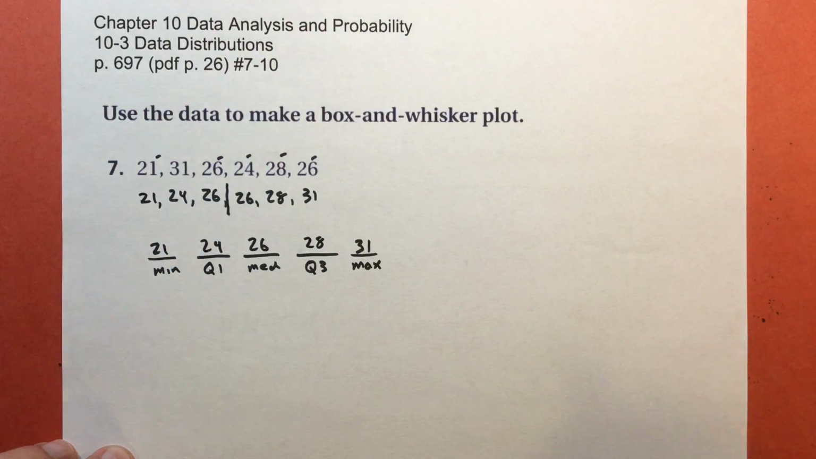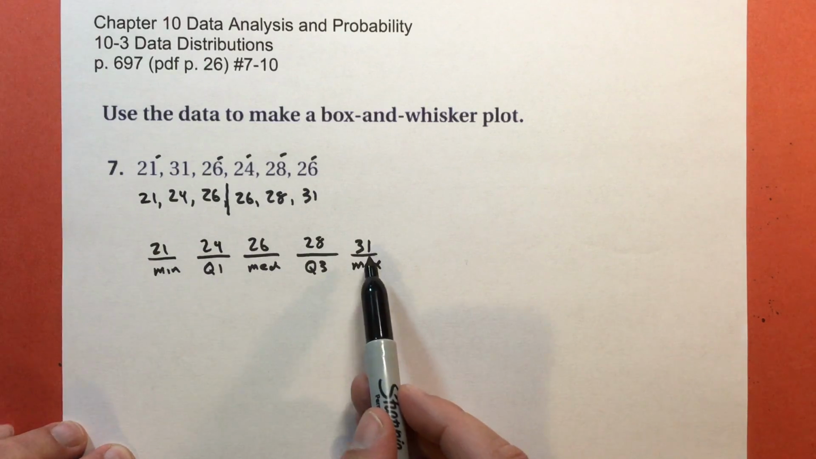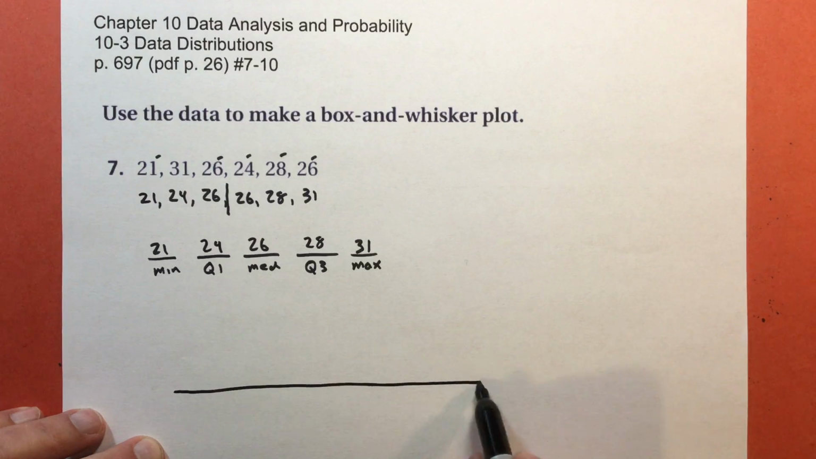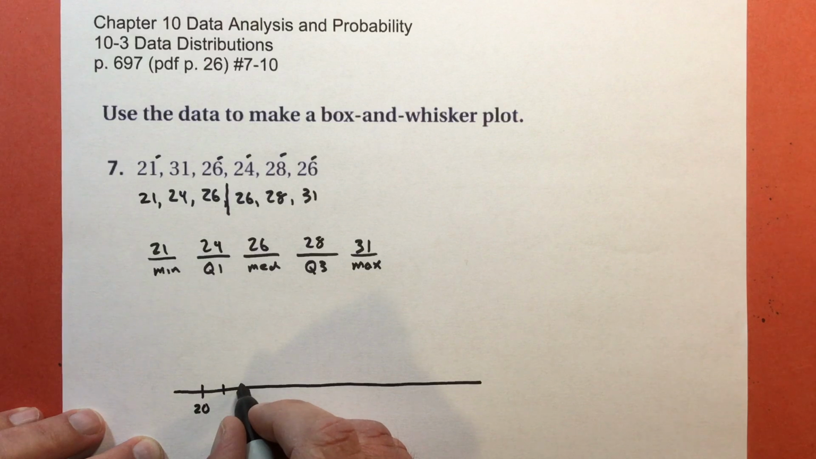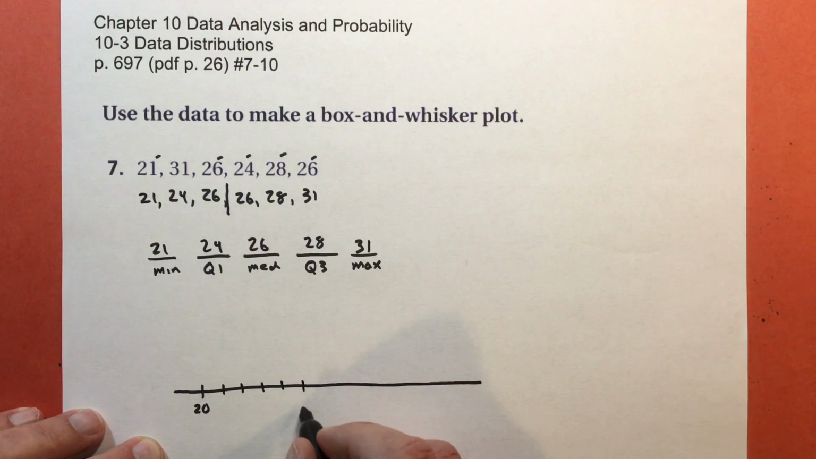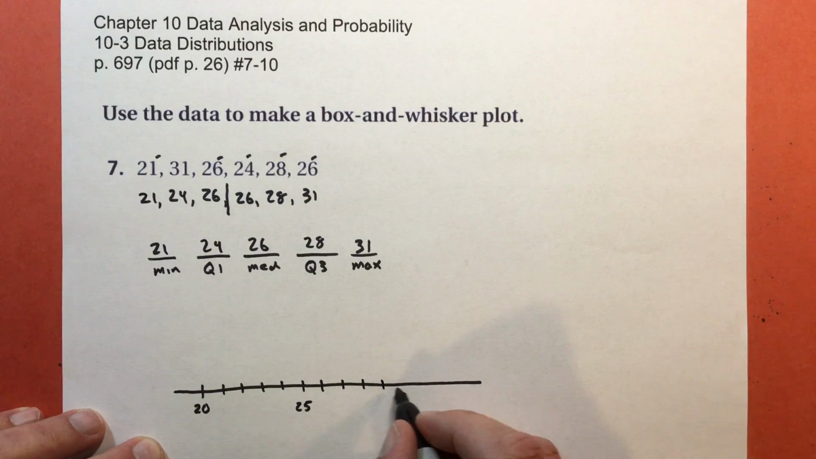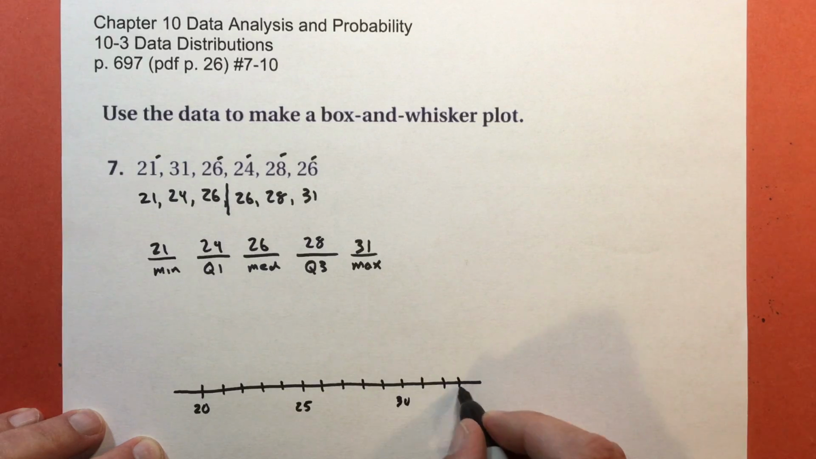Good. Now I can draw my box and whisker plot. My range is going to be from 21 to 31, so I need to show that probably with a little bit of margin. So I'll start with 20, and I'll go 21, 22, 23, 24, 25, 26, 27, 28, 29, 30, and let's go just a little bit beyond, okay?